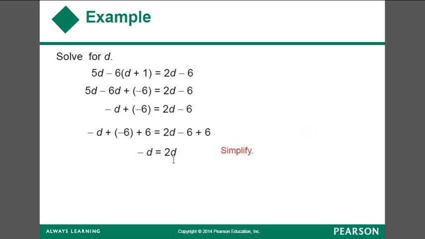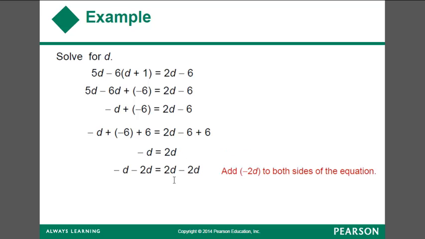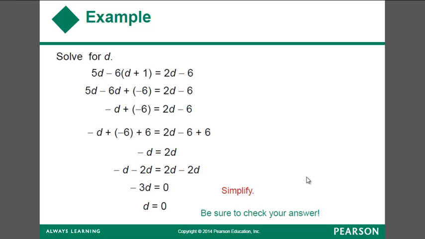Now I have a negative d equals 2d. I have a d on both sides. I have my variable on both sides. What I need to do is move my d's all to one side. So I need to add a negative 2d to both sides. Negative d minus 2d equals 2d minus 2d. Simplify and I get negative 3d equals 0. If I divide both sides by a negative 3, I get d is equal to 0.